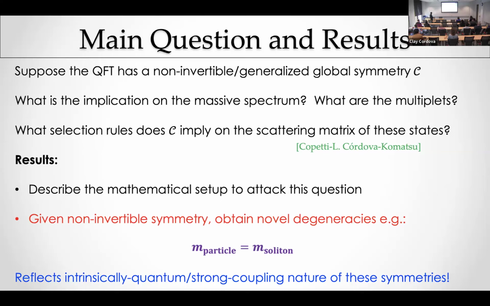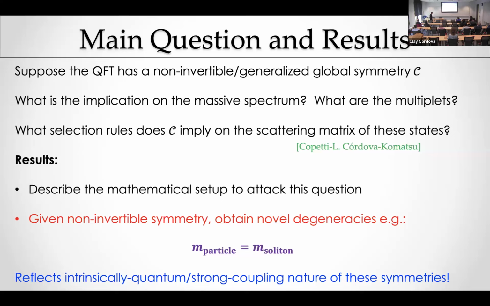The main punchline that you should remember is that when you have a non-invertible symmetry, you can have degeneracies that are qualitatively different from those of invertible symmetries. In particular, you can have the mass of a particle being forced to be equal to the mass of a soliton, the terminology that I was talking about. So non-invertible symmetry will not respect this particle-soliton distinction that I was making before. It will mix them up into the same multiplet.